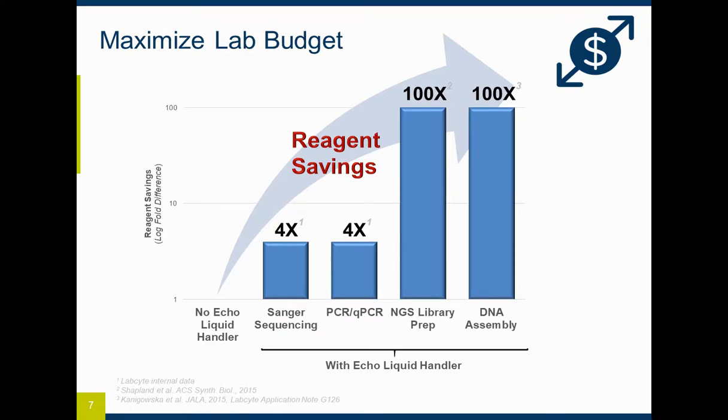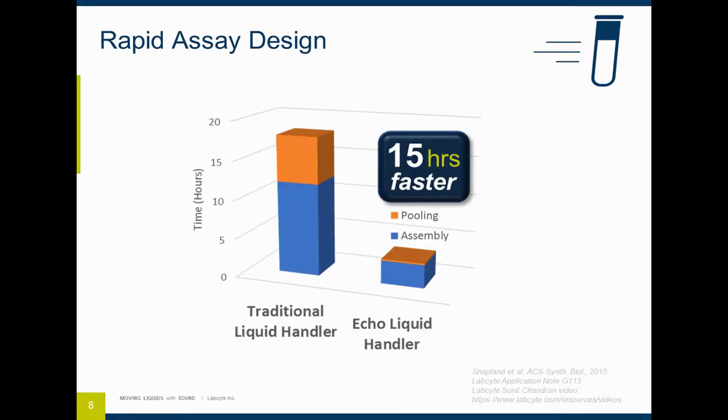When you take into consideration the ability to miniaturize assays using the Echo liquid handler, our customers have been able to achieve up to 100-fold reduction in reagent usage. That also translates to less sample consumption, which can be particularly important for those with limited or particularly valuable sample types.